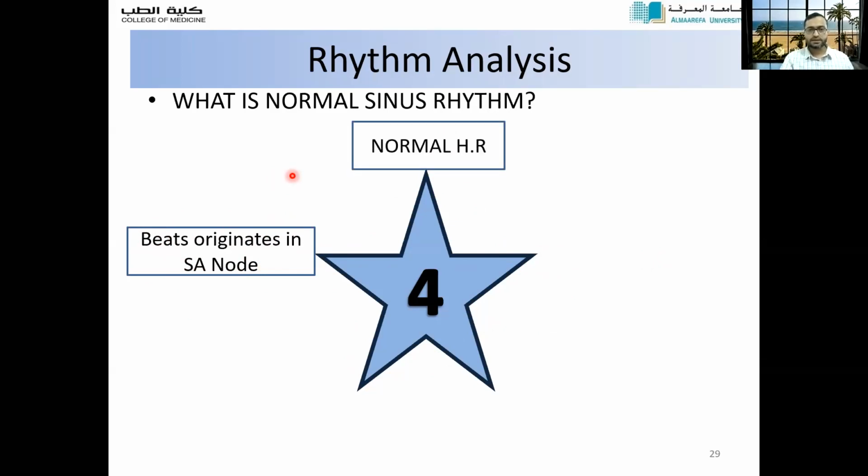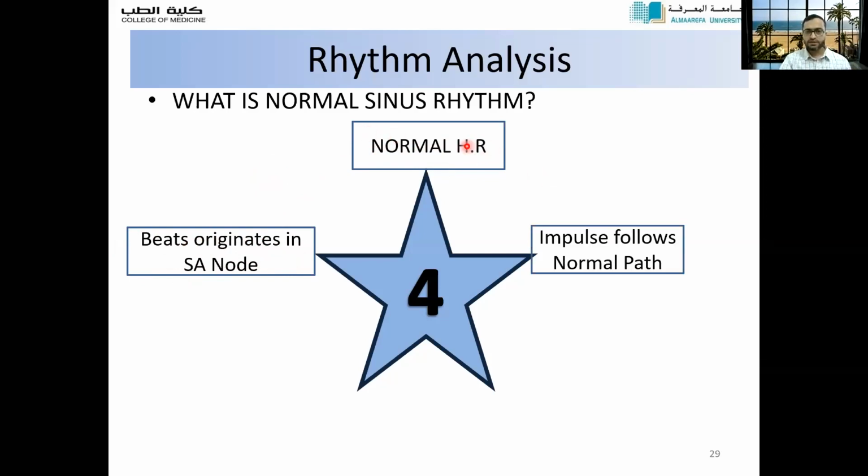The second condition is that the beats originating in the SA node should follow the normal rate, because our heart rate comes from the SA node. Whatever the firing rate of the SA node, that is our heart rate. And the normal range for this, as you know, is 60 to 100 beats per minute. So it originates in the SA node with the normal rate of 60 to 100 beats per minute.